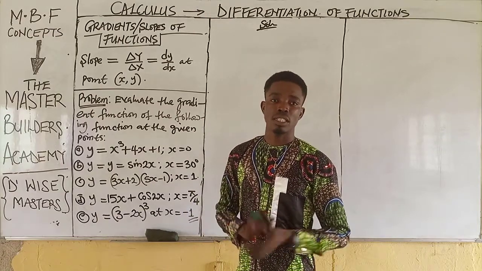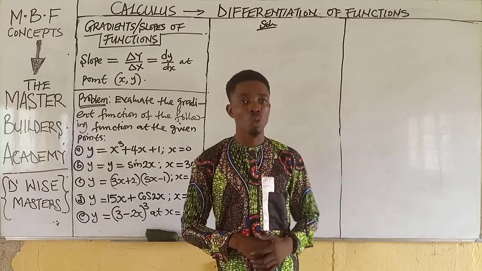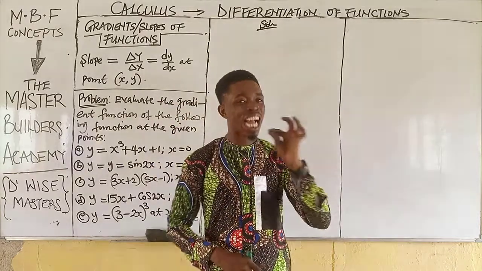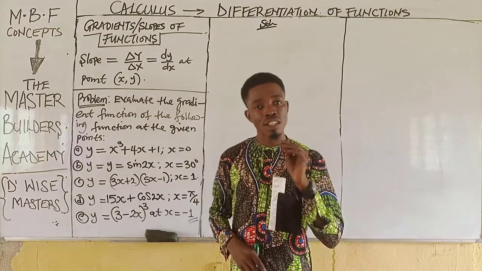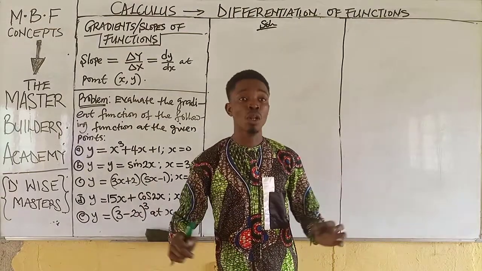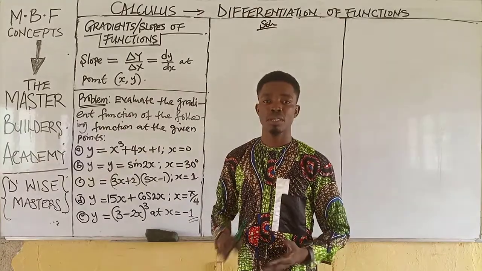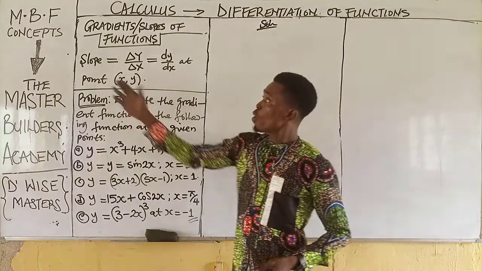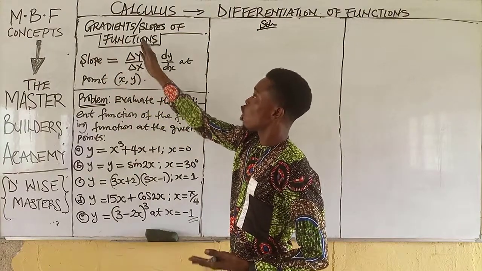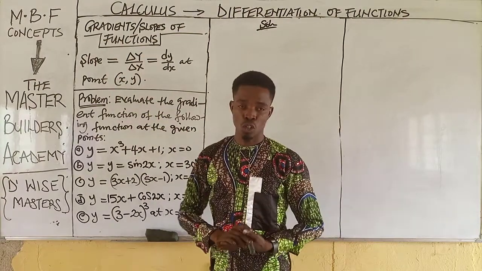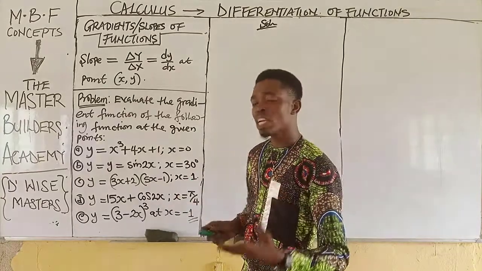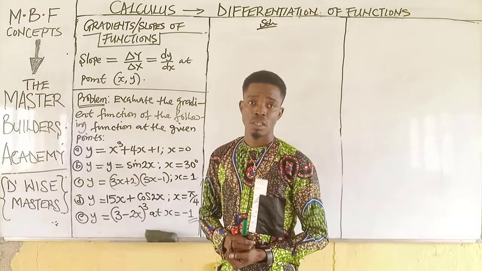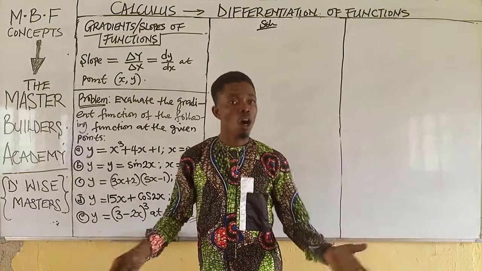If this is understood, therefore, let's get to work. On the board, we are still looking at differentiation of functions in calculus for year 1 students. So we are employing shortcuts to every problem that we are solving in this lesson. Now, we are currently on gradients or slopes of functions. Understand that you can be given a question and asked to find the gradient of the function or find the slope of the function.